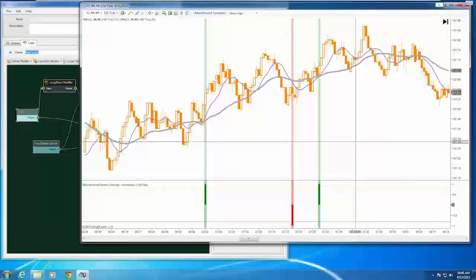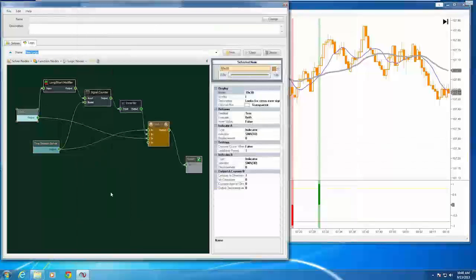So that is how you put together a count of 3 signals in a particular time session.